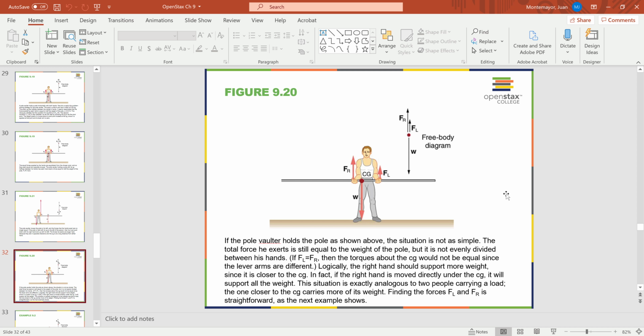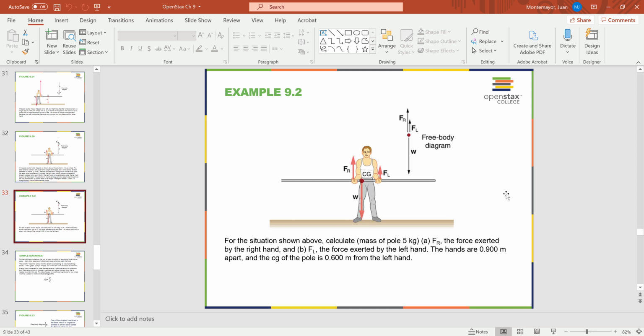In fact, if the right hand is moved directly under the center of gravity, it will support all of the weight. This situation is exactly analogous to two people carrying a load. The one closer to the center of gravity carries more of its weight. Finding the forces FL and FR is straightforward, as the next example shows.